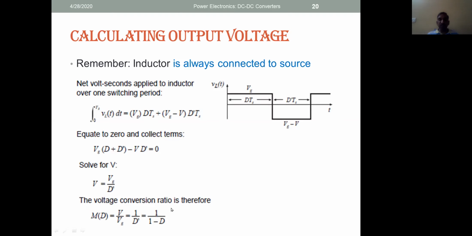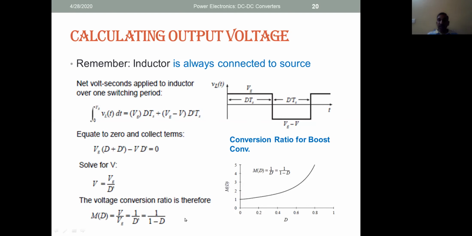So the voltage conversion ratio is 1 divided by 1 minus D. This is how typically a boost converter works. And if you see the ratio, as the duty cycle increases, the voltage conversion ratio increases. It is from 1 for the minimum duty cycle, and for a maximum duty cycle towards 0.8 or 0.9 it goes 5 times, or even it can go more than that.